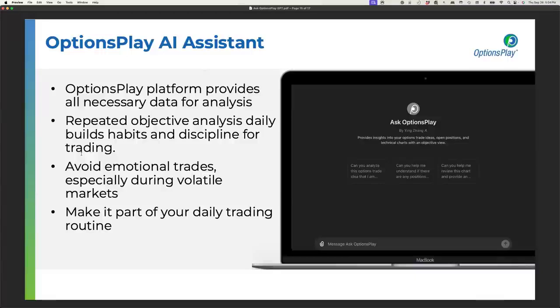Because the more you use it on a daily basis, the better habits you're going to build around becoming a more disciplined trader. It's going to help you avoid making emotional trades, especially during volatile markets. So make it part of your daily trading routine.